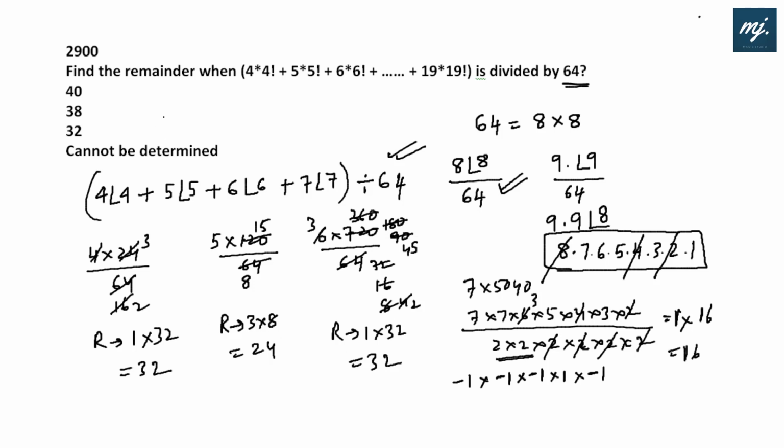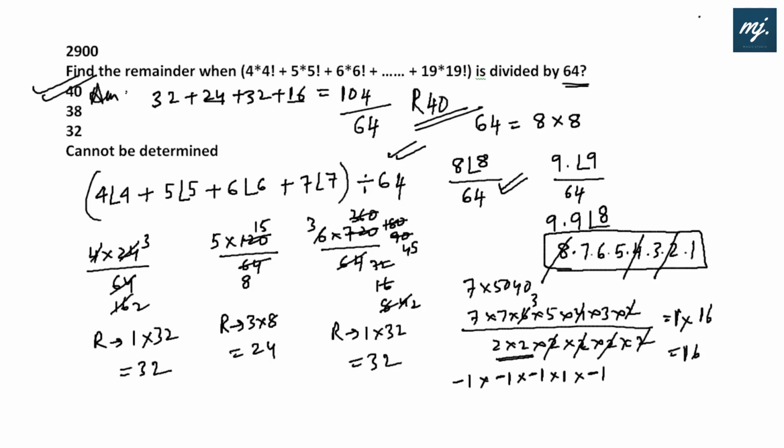So the total remainder we end up getting is 32 plus 24 plus 32 plus 16. And that is 20, 30, 40 and 104. 104 when divided by 64 leaves remainder 40. Bingo! Option A fits in.